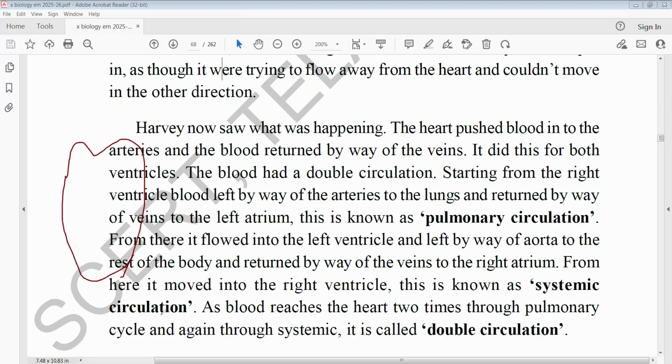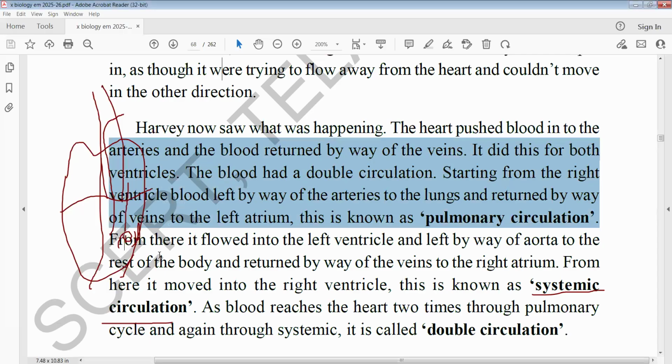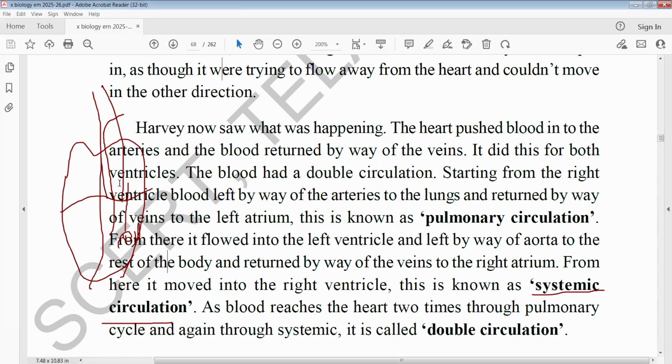The other one is called systemic circulation. So systemic circulation means, when the blood is received from the left ventricle, this oxygenated blood goes to the systemic artery. Then from the left ventricle the blood goes to the systemic artery, which carries the blood.